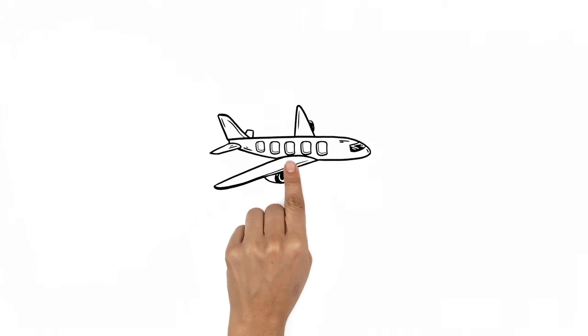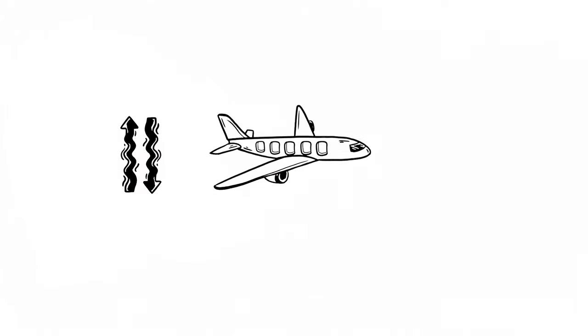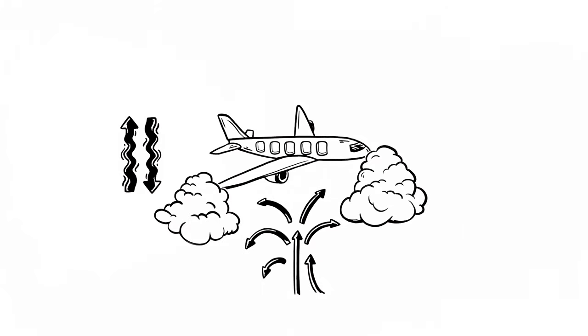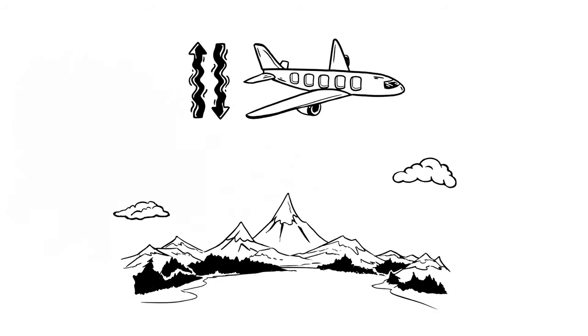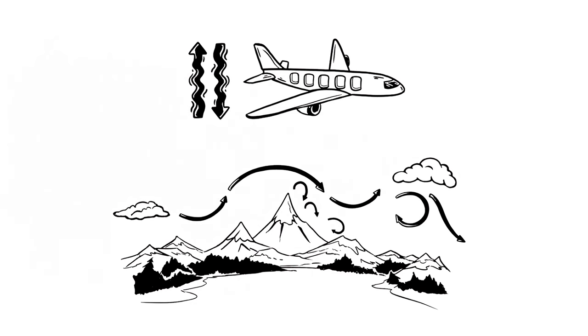Additionally, there are three types of turbulence. The first one is thermal turbulence, created by rising air like cumulus clouds or thunderstorms. Mechanical turbulence, however, depends on landscape and obstacles. Along mountains, for example, strong up and down winds rise.